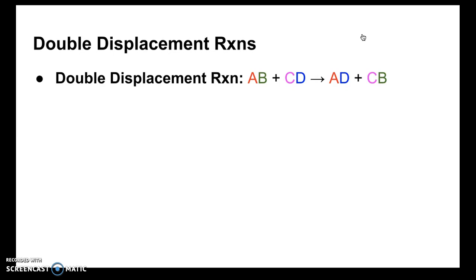Both precipitate and acid-base reactions are examples of double displacement reactions. And remember, in a double displacement reaction, it's like you have two partners, A and B, and C and D, that switch up. So A will go with D and B will go with C.